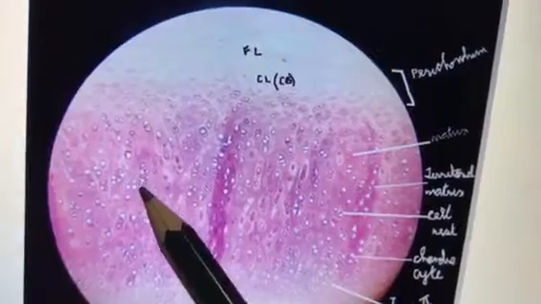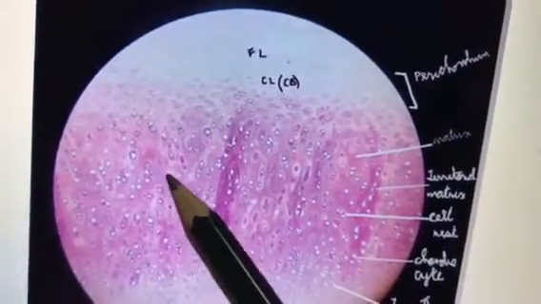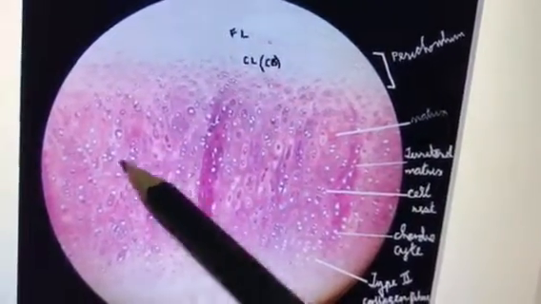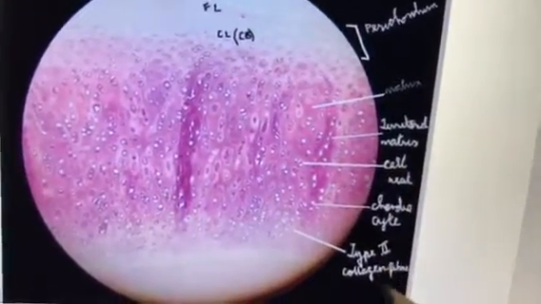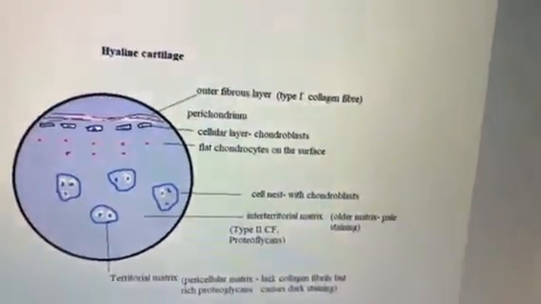So the territorial matrix is thick because of the type 2 fibers. The interterritorial matrix is thin. Okay, and then you can see the cells are in groups, and they are oval in shape. These are the three things you are supposed to write, very important. And then type 2 fibers, you can see. These are the important points to write. This is how you have to draw the picture.